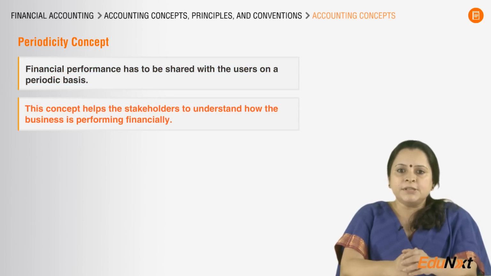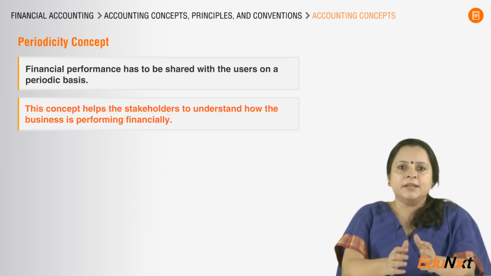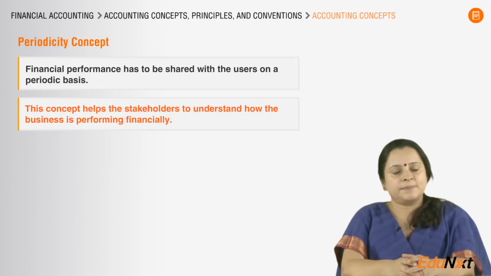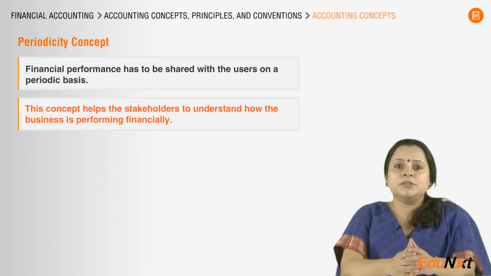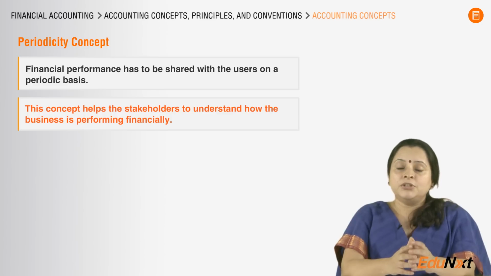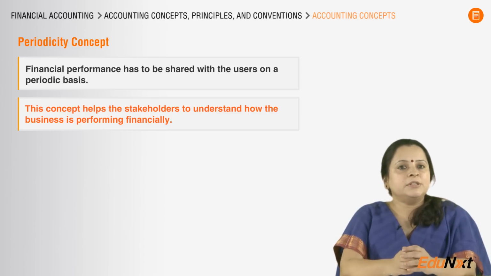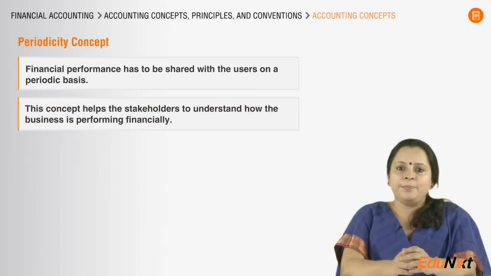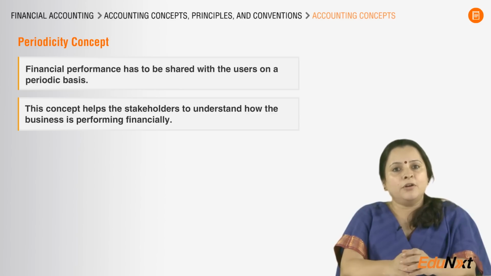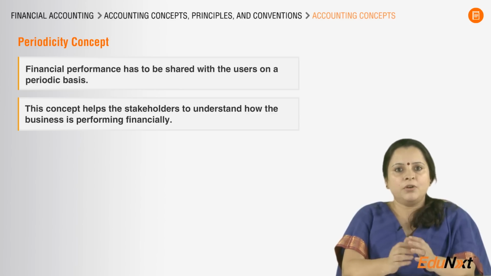This concept helps the stakeholders to understand how the business is performing financially and take necessary actions wherever required. The management, for example, can decide the corrective actions to be taken in the future. The shareholders can also decide whether to sell or hold on to the shares of the business. Lenders can decide whether the business is financially sound or not. Having the financial statements prepared at regular intervals also facilitates easier comparison of results across time periods or over the years.